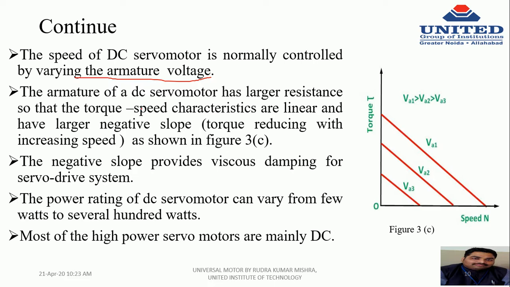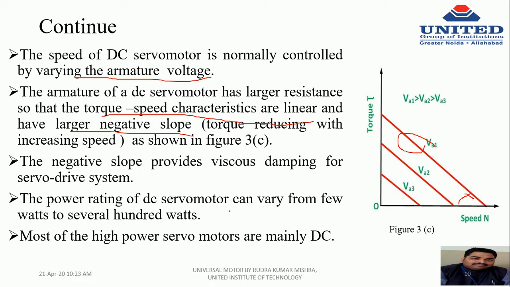The armature of a DC servo motor has larger resistance so that torque-speed characteristics are linear and have a larger negative slope. This slope is negative because torque reduces with increased speed. Larger negative slope means as speed increases, torque reduces, and in starting, torque is high. Negative slope provides viscous damping for the servo drive system.